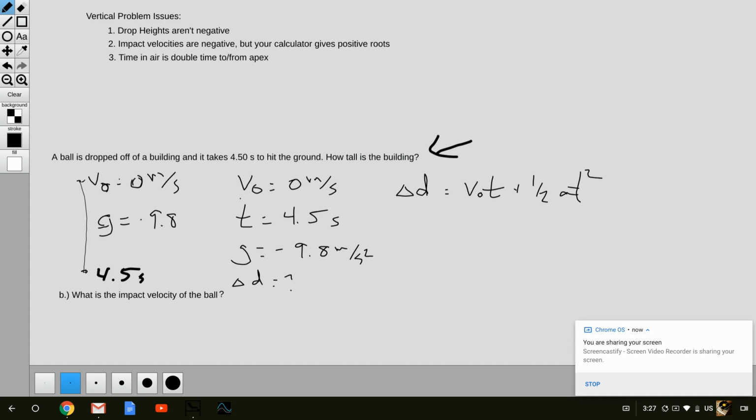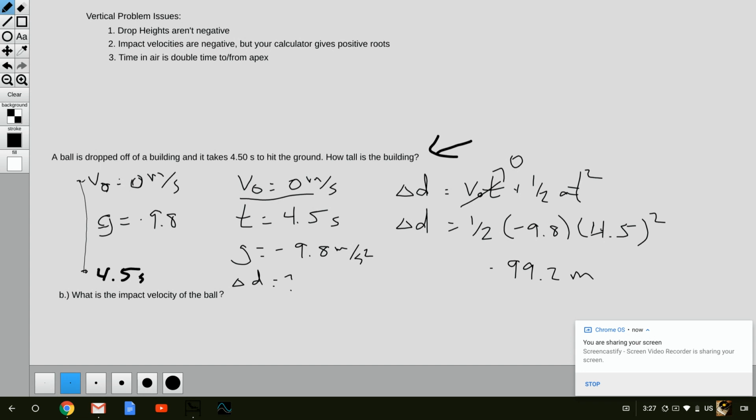Now, because the initial velocity is 0, this whole part of the equation goes away, and we get displacement is equal to 1/2 times negative 9.8 times the time, which is 4.5 squared. And if we punch that into a calculator, we get a negative 99.2 meters.